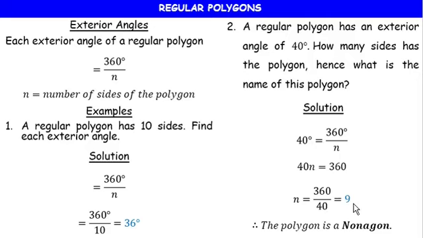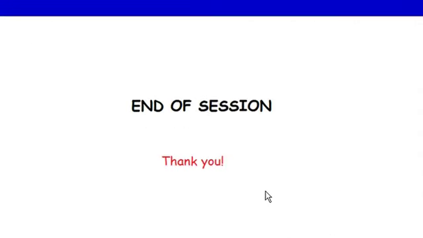So what is the name given to a polygon with 9 sides? That is a nonagon, right? So how many sides has the polygon? It is 9. What is the name of this polygon? It is a nonagon, a regular nonagon. So that is how to apply knowledge on interior angles and exterior angles of a regular polygon, right? Okay, so this is where we bring the lesson to an end.